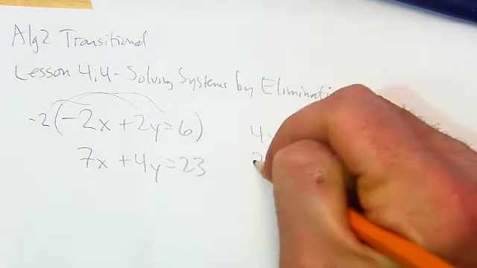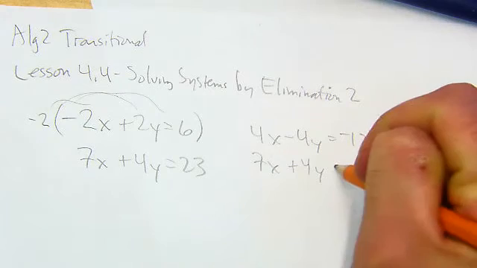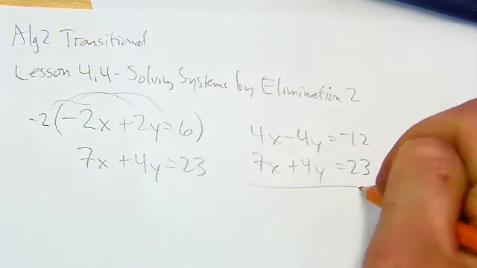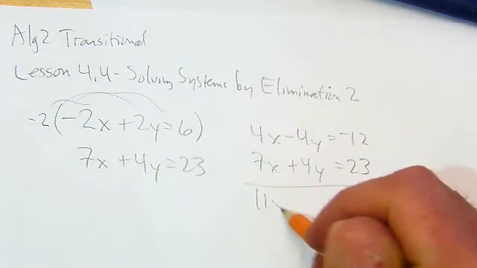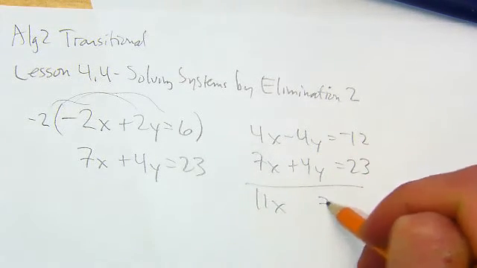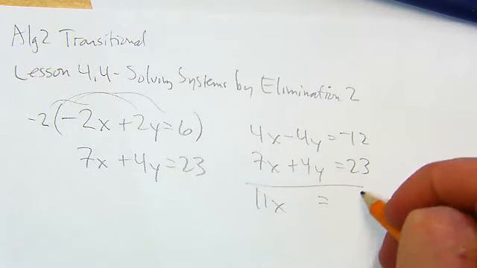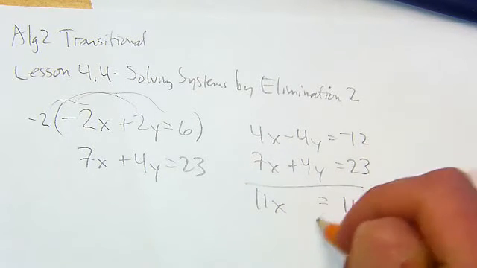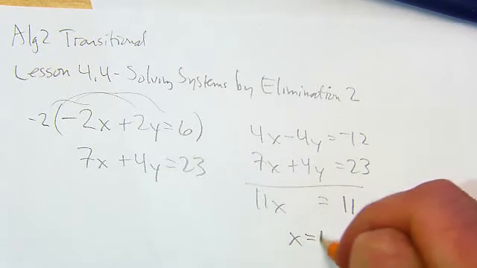Keep the second equation the same. And then just add them together. 11x, this is gone, equals -12 plus 23, I believe, is 11. So if you divide each side by 11, x is 1.